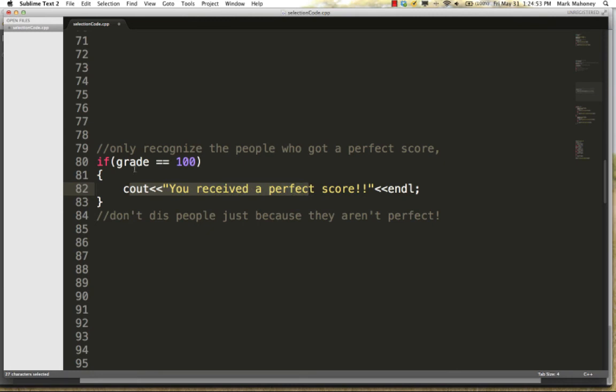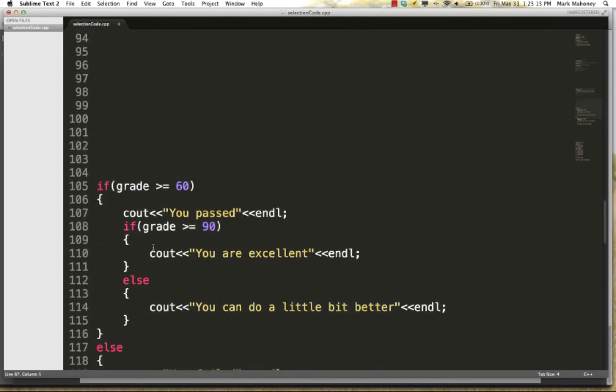If you got less than 100, well, you just won't see it. There isn't anything special to do. Like I said, we don't want to insult people just because they didn't get 100. So if the grade is not equal to 100, this block will just be skipped, and we'll go pick up with our normal sequential flow right here. You can also nest one if inside another.